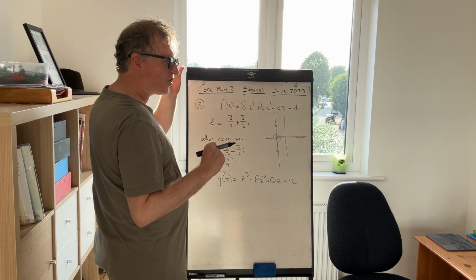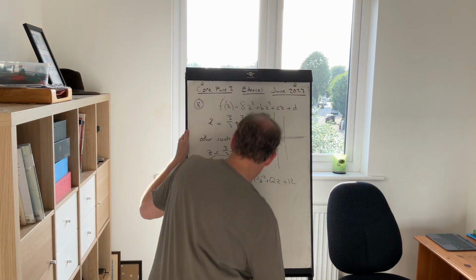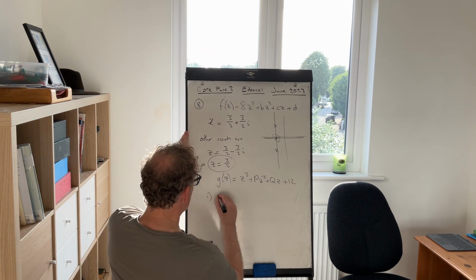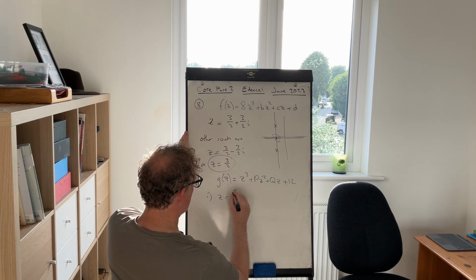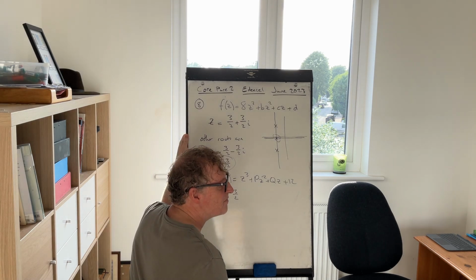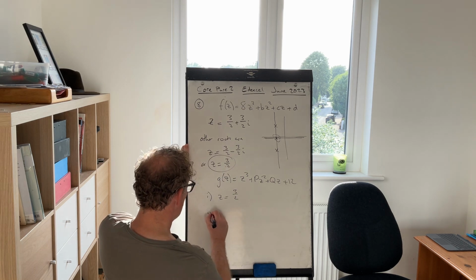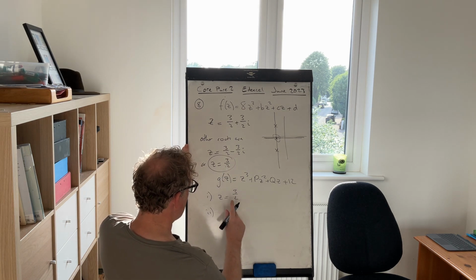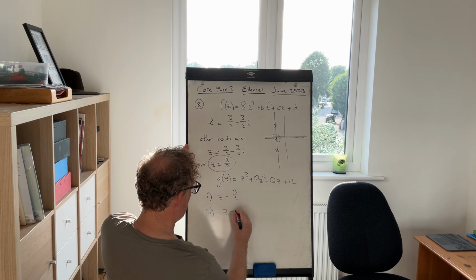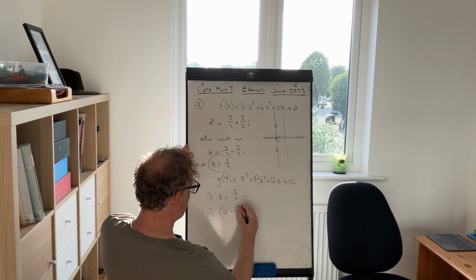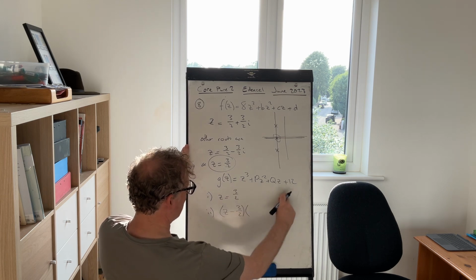Write down the value of the common root. So that's nice and easy. We've just said that. z equals 3 over 2 is the common root. And determine the value of the other root of g of z. So we know our roots are 3 over 2. You can see what I'm doing here. I'm writing out the factors, basically, of g of z.